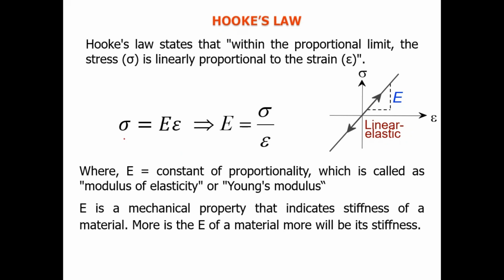So this is stress, this is strain, and this is modulus of elasticity, where E is the constant of proportionality, which is also called modulus of elasticity or Young modulus. So Young modulus equals stress over strain. E is a mechanical property that indicates stiffness of a material. The higher the E of the material, the stiffer it will be.